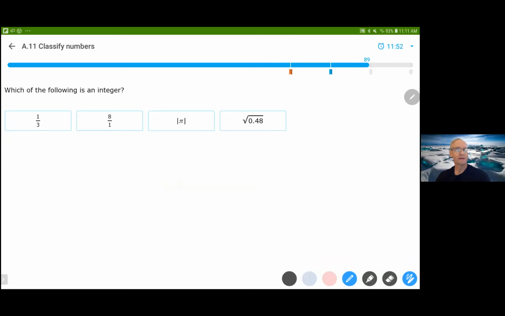Which of the following is an integer? That would be 8 over 1. The square root of 0.48 is not, neither is pi, or even the absolute value of pi, doesn't matter. 8 over 1 is 8, which is an integer.